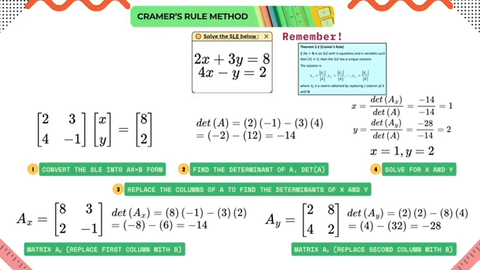The last step is to solve for x and y. x is equal to the determinant of Ax over the determinant of A, which is -14 over -14, which is 1. And y is equal to the determinant of Ay over the determinant of A, which is -28 over -14, which is 2. So x equals 1 and y equals 2.